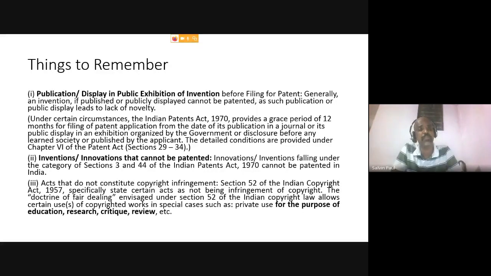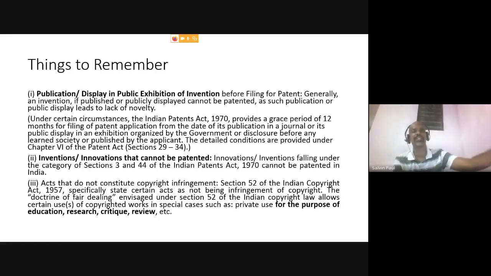People should remember that public exhibition of an invention is a very important prerequisite before filing a patent. But publication, if you publish information regarding a patent, then your novelty is lost. So novelty is one of the crucial criteria for getting patented. But in certain cases, under the Indian Patent Act 1970, a 12 months grace period is given.